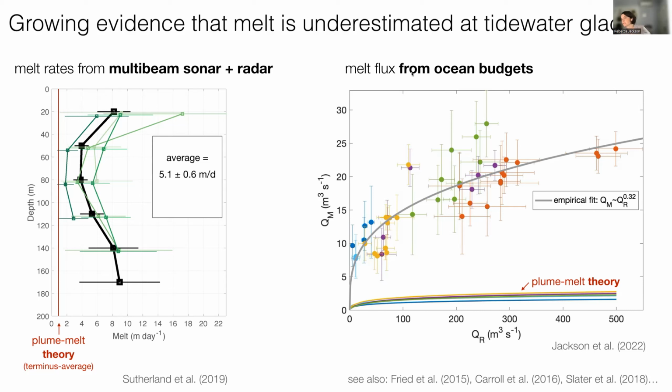Similarly, these are some results from evaluating ocean budgets, showing submarine melt as a function of subglacial discharge. And the observations fall up here, whereas the predictions from standard plume melt theory are these colored curves down here. And these are not the only papers that have pointed this out, and there's, I'd say, a growing body of evidence that melt, particularly melt away from discharge plumes, is being underpredicted by theory.